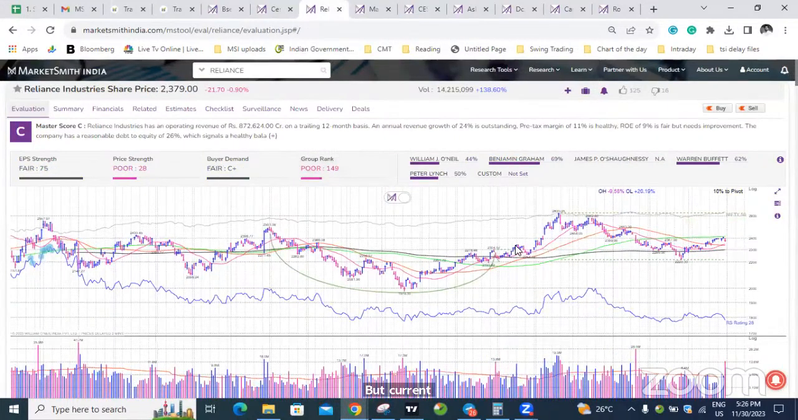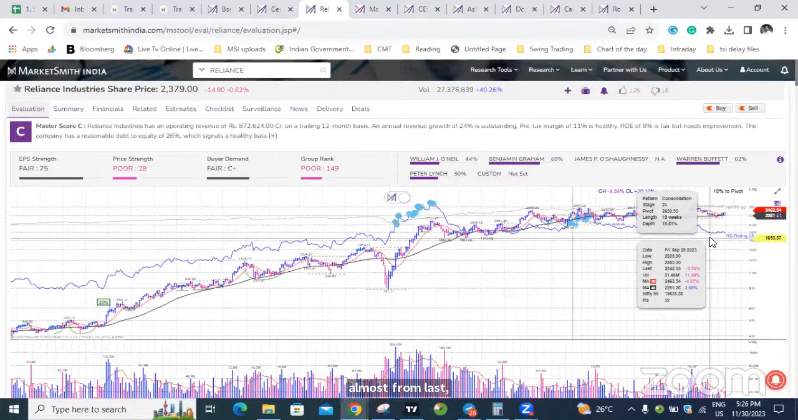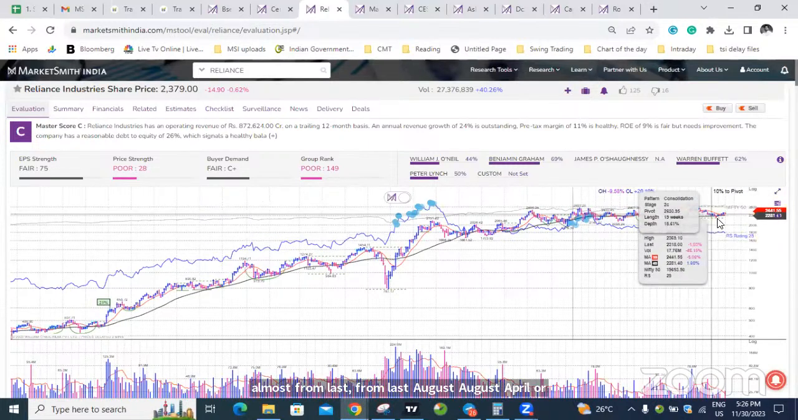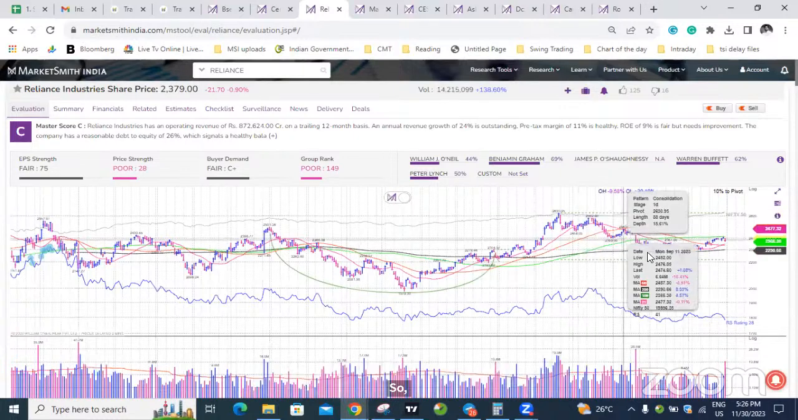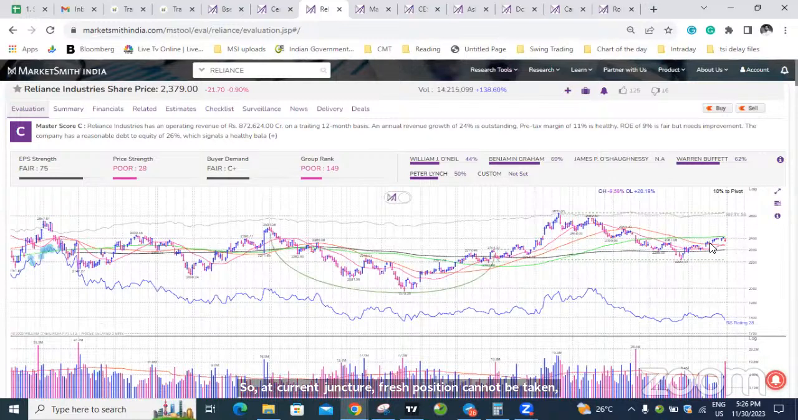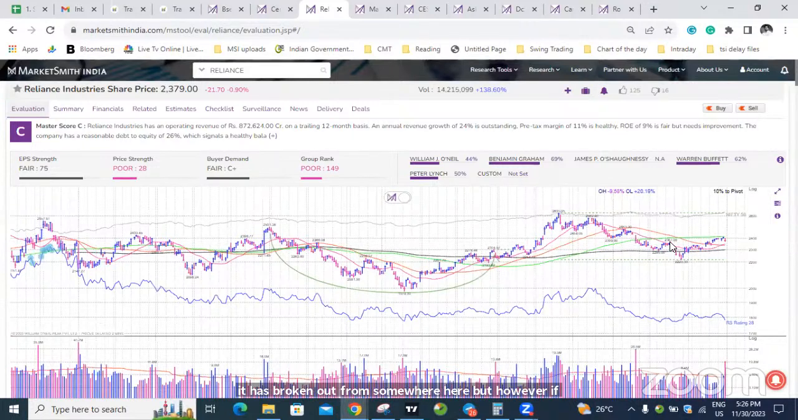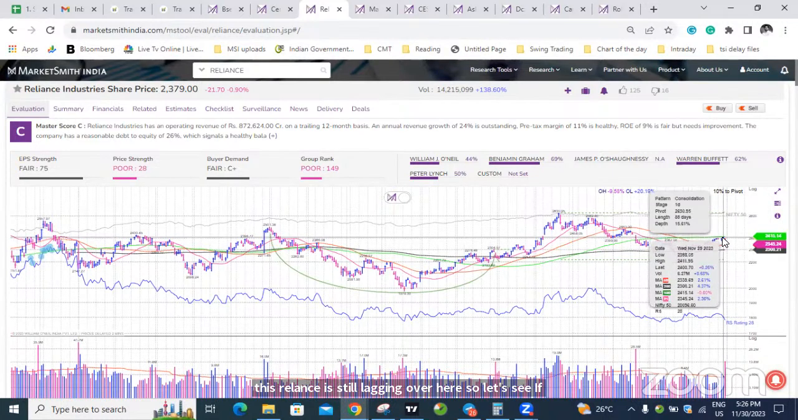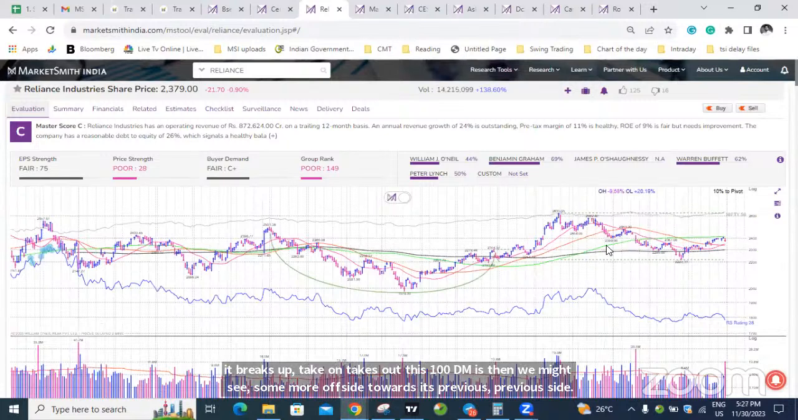The next one is Reliance. It is an index heavyweight, and for almost 3 months it has been trading in a sideways, consolidation range. At the current juncture, a fresh position cannot be taken, though if you see from the lower lows, it has broken out from somewhere here. However, if you compare the Nifty chart with Reliance, it is underperforming. Nifty is near its all-time high, but Reliance is still lagging. Let's see if it takes out this 100 DMA, then we might see some more upside towards its previous high, around the 2870 level.